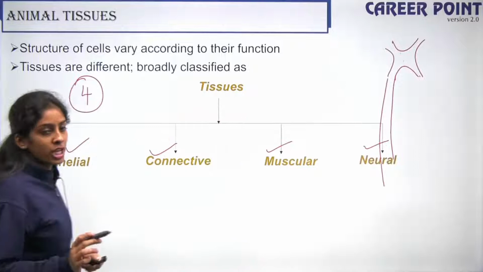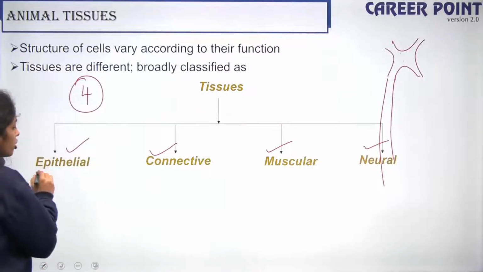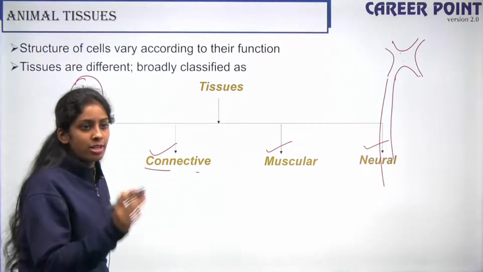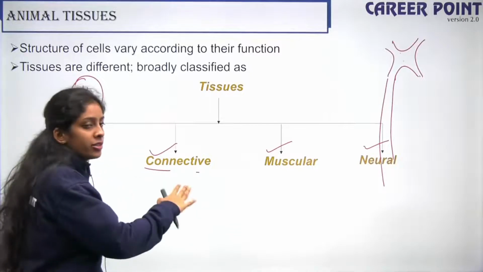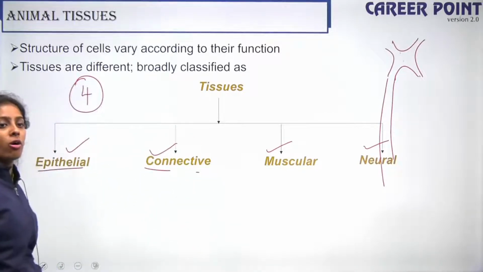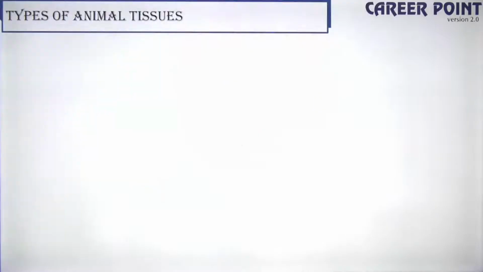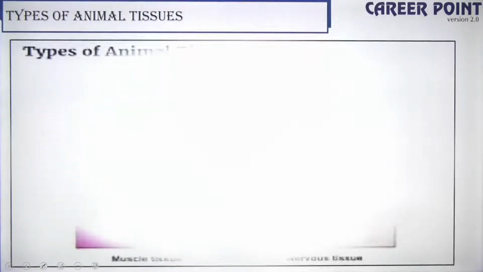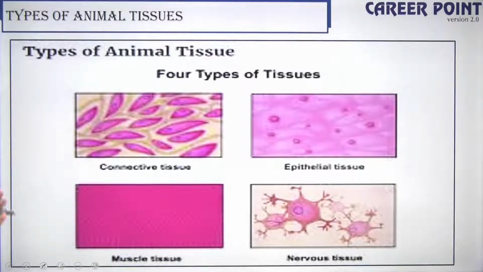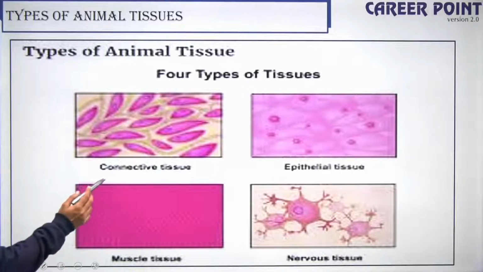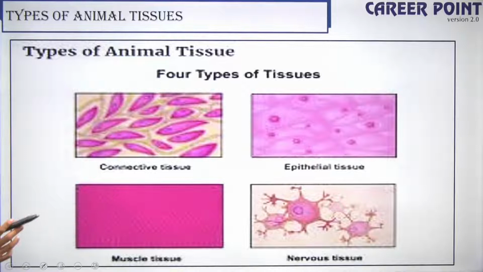In this chapter, animal tissue, we are going to talk about each of them in detail, and when your chapter ends, we are done with all four tissues. First we will talk about the classification. These are the four types of tissue. There I showed you a flow chart, and here I am showing you a picture: this is your connective tissue, epithelial tissue, muscle tissue, nervous tissue. I don't think the picture is very clear, so don't worry, when we talk about the individual tissues, I have enough pictures to show you.